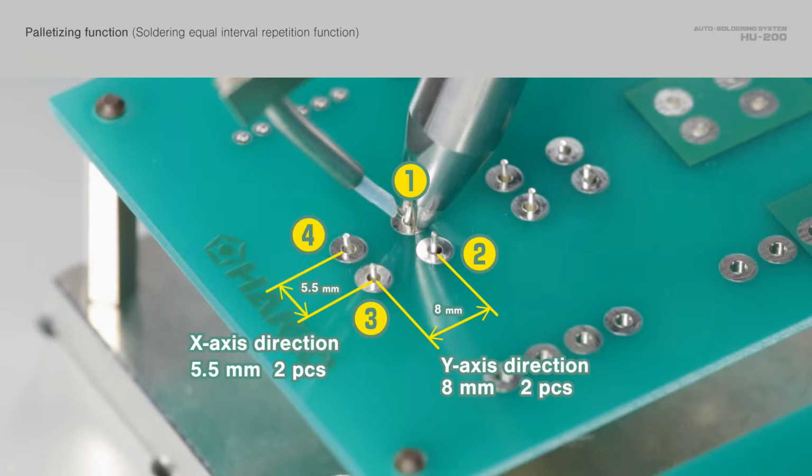4 points will be soldered on a substrate. The soldering conditions are identical, which is a constant pitch travel distance of 2 pieces on the x-axis of 5.5 millimeters and 2 pieces on the y-axis of 8 millimeters.